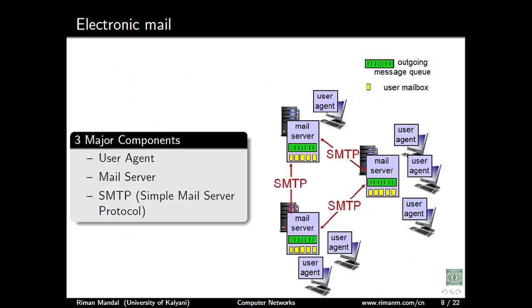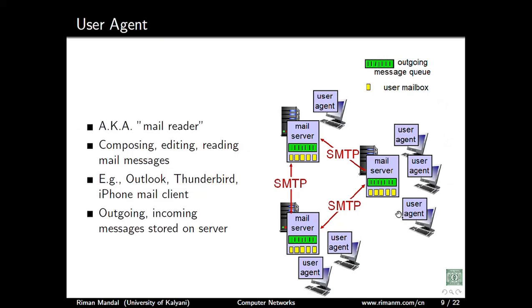Now let's move on to email. How does email work? For email, we need three major components: the user agent, the mail server, and SMTP, the Simple Mail Transfer Protocol. We will look into all these components individually, then we will talk about this diagram.